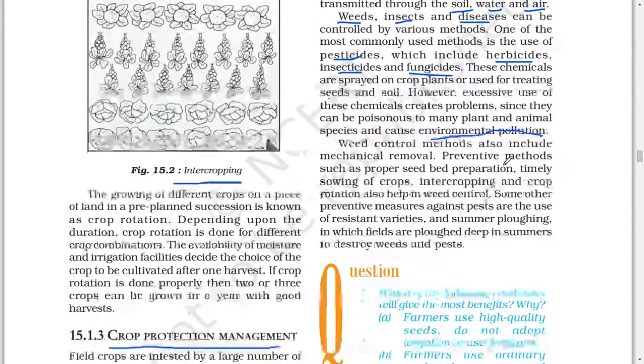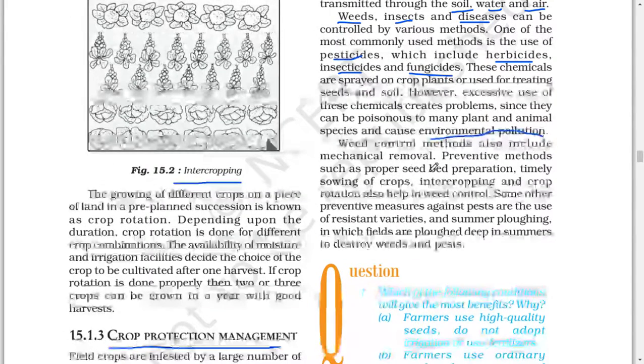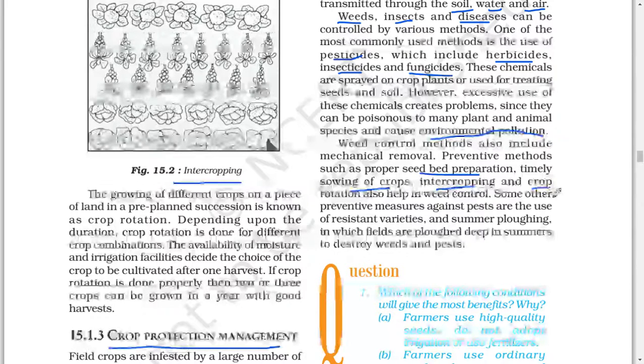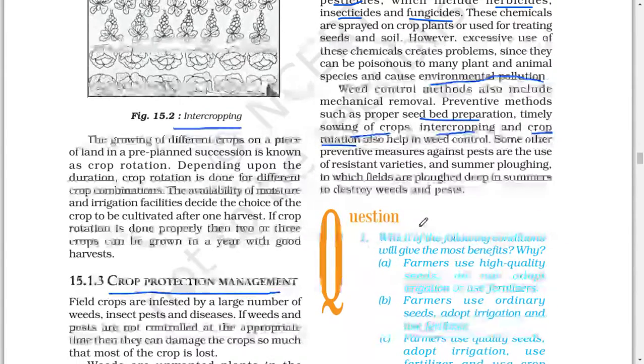Weed control methods also include mechanical removal, and preventive methods such as proper seed bed preparation and timely sowing of crops. Intercropping and crop rotation also help in weed control. Some other preventive measures against pests are the use of resistant varieties and summer plowing, in which fields are plowed deep in summer to destroy weeds and pests.